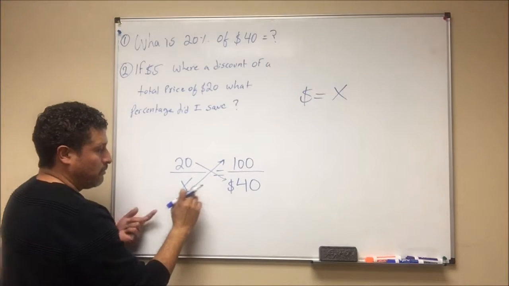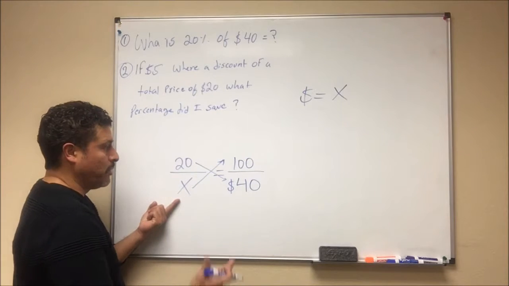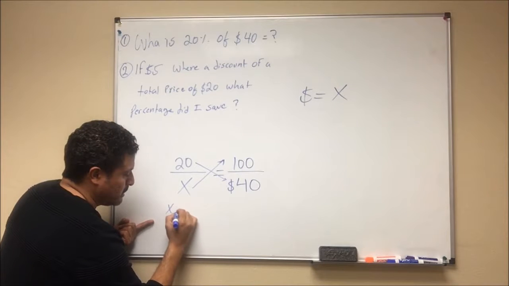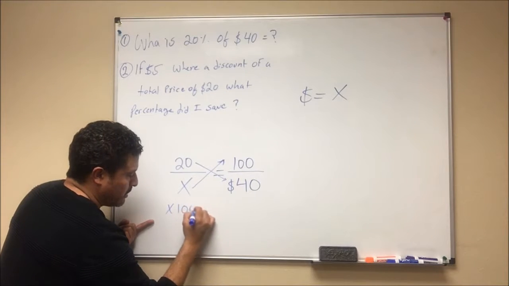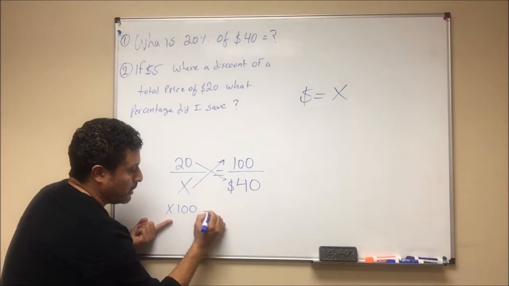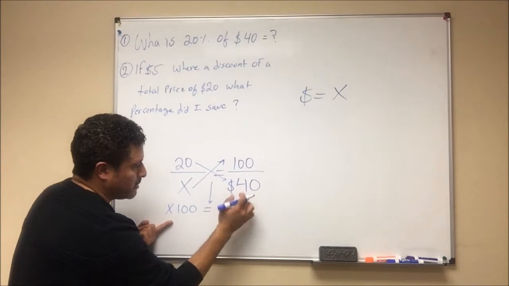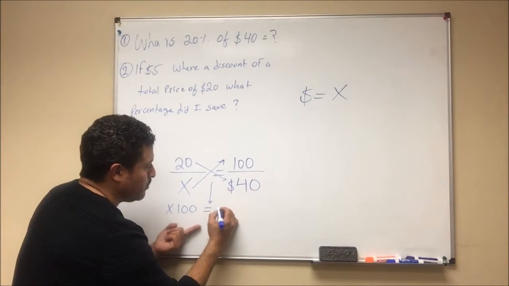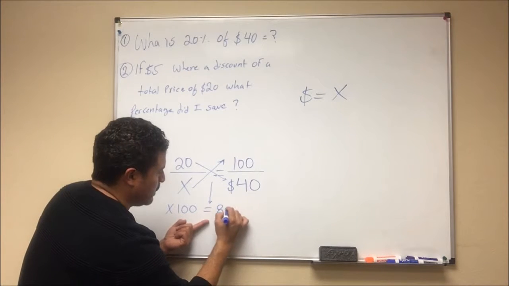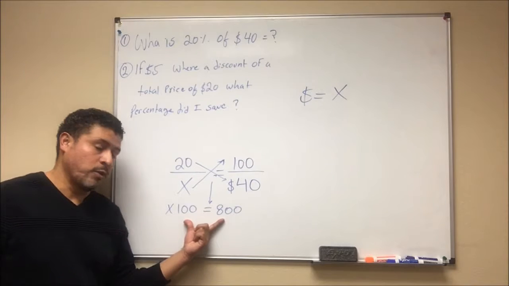But the rule is, once you set up the ratios, you can actually multiply across this way. Okay? So now if we multiply, it would be X, which is an unknown number, times 100. So I'm going to go ahead and write X times 100. And if I just write it like that, that's what that means. X times 100 equals, I'm going to bring down the equal sign, and then 20 times 40 is 100. Okay? So now, this is our equation.